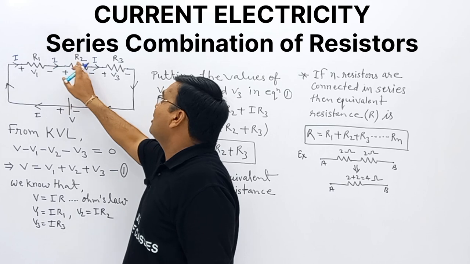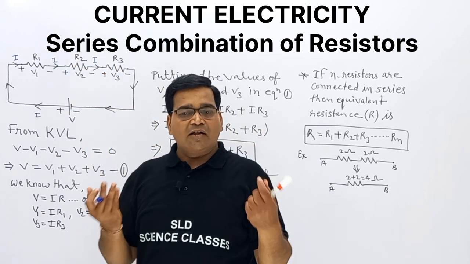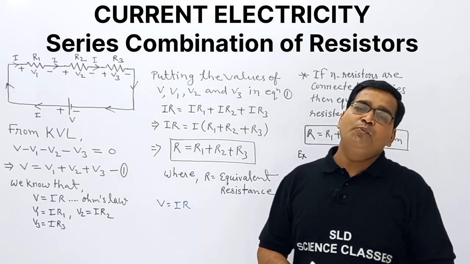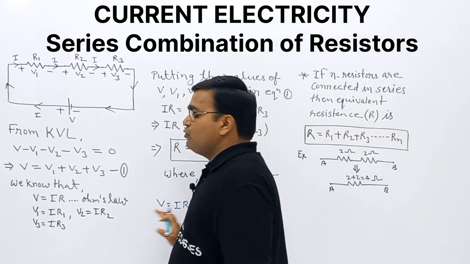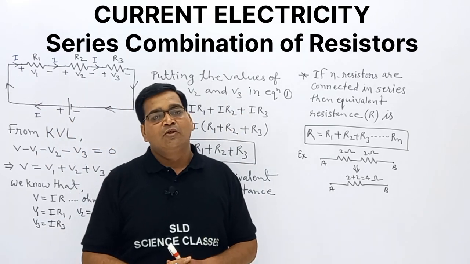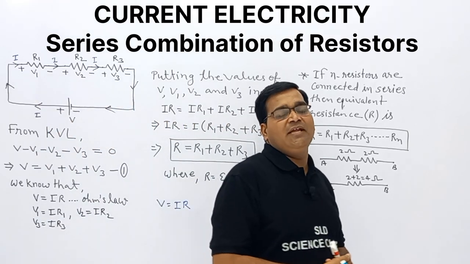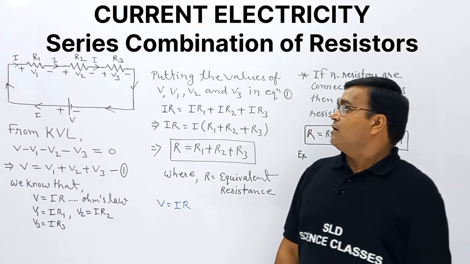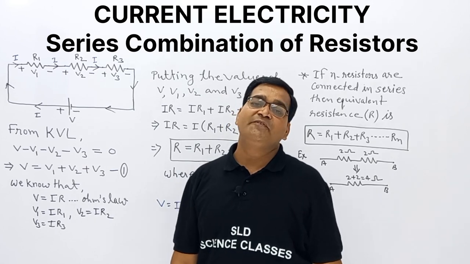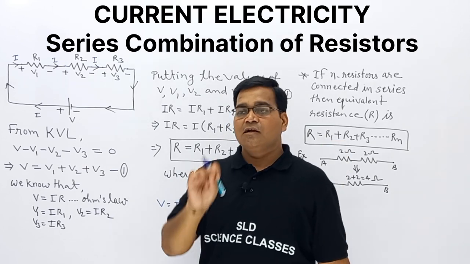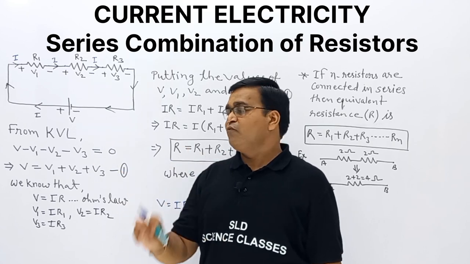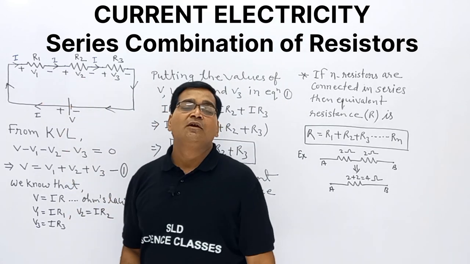Why? Because the resistance values R1, R2, R3 are different. So obviously, once we multiply current by resistance, the voltage values will be different. So in a series circuit, the current value will be the same but the voltage value will be different.